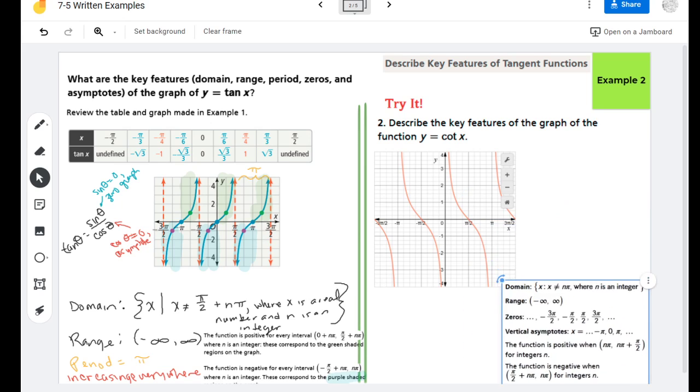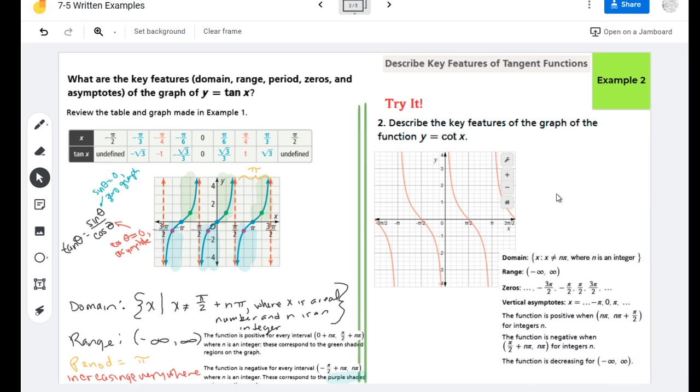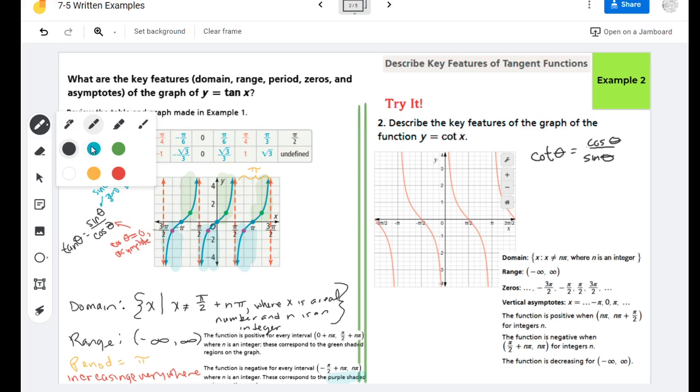So the domain, again, has to skip in patterns of pi. Now notice their n pi, they just have the n pi. They don't have the pi over 2. And that's because the cotangent is equal to the cosine divided by the sine. So wherever the sine is equal to 0, you're going to have an asymptote.